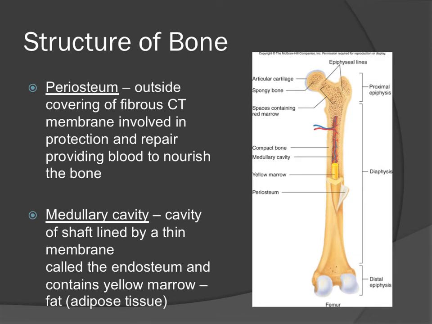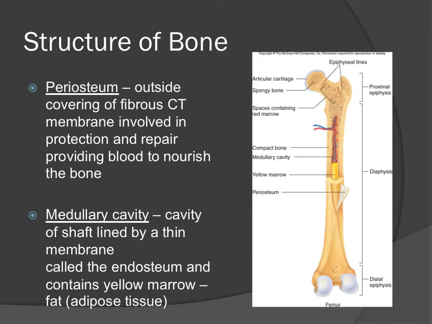Periosteum is the outside covering of fibrous connective tissue membrane involved in protection and repair, providing protection and blood to nourish the bone. So it snugly covers all the bones. It contains the attachment site for muscles, ligaments, and tendons. So for adults, the periosteum is responsible for forming new bone as a result of injury or infection. In children, this can even happen. It is critical to the new bone formation as well as configuring the shape of the bone.